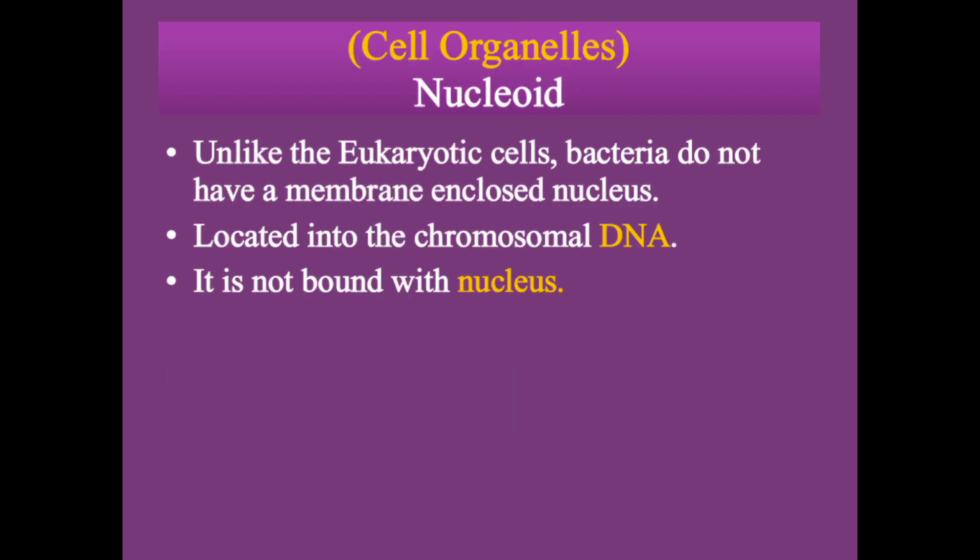Next one is cell organelles, which contain the nucleoid, ribosomes, mesosomes, cytoplasm, inclusion bodies and plasmids. First one is the nucleoid. Unlike eukaryotic, that is true cells, bacteria do not have a membrane-enclosed nucleus. The nucleoid is a region of the cytoplasm where the chromosomal DNA is located. It is not a membrane-bound nucleus but simply an area of the cytoplasm where the strands of DNA are found.